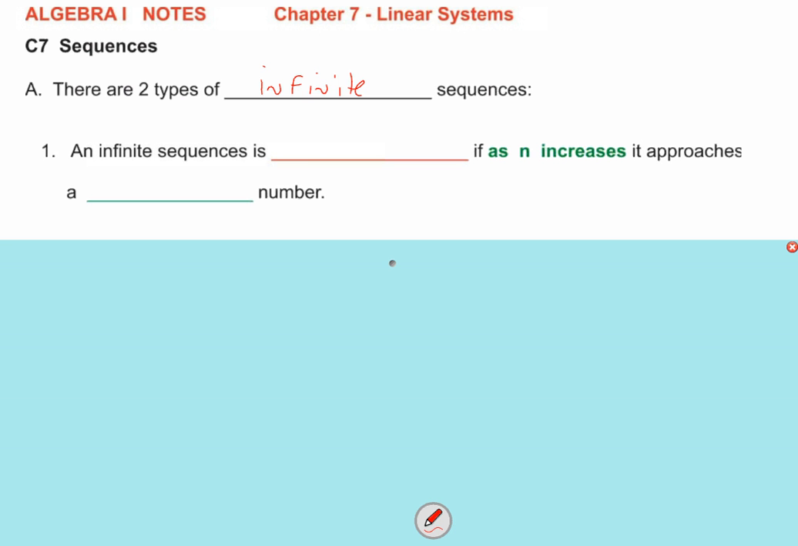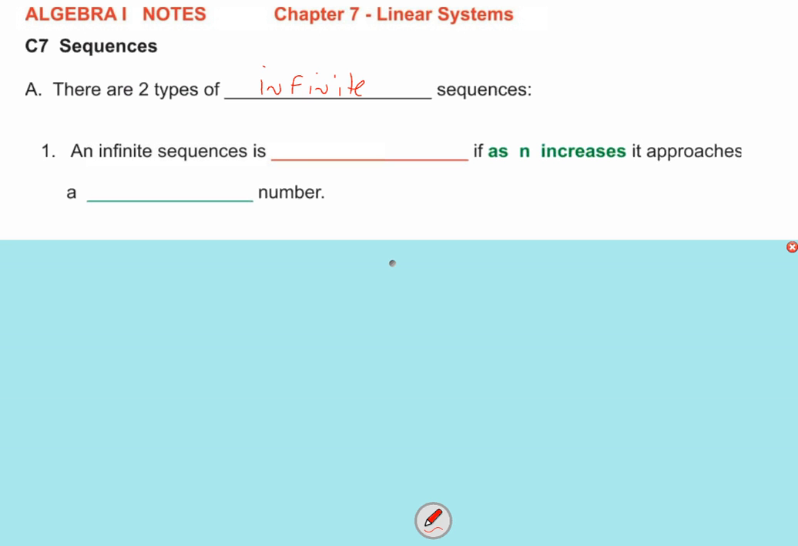All right, two types of infinite sequences. Hopefully you remember what an infinite sequence is. It goes on forever, right? If it's not infinite, it is finite, which is, get rid of the "in," and you have finite. So you've got infinite and you've got finite. We're dealing with infinite sequences, two types.